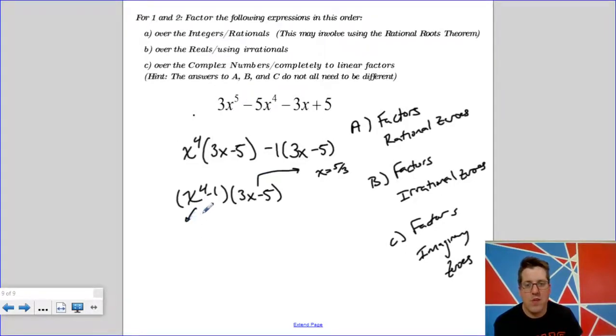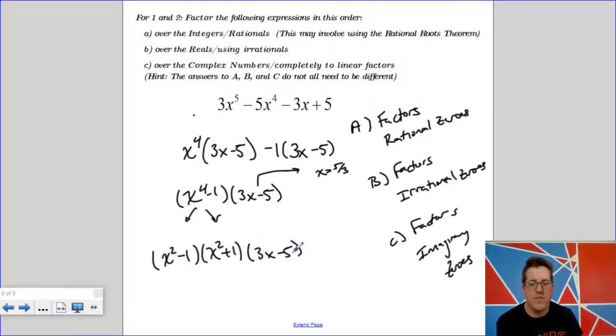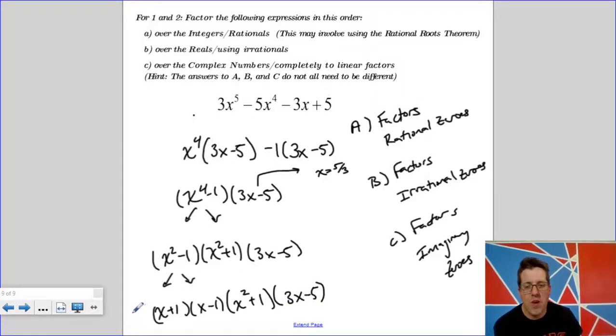This is a difference of squares. So it's going to factor to x squared minus 1 times x squared plus 1 times 3x minus 5. And x squared minus 1 is going to factor even further. That's going to factor to x plus 1 times x minus 1. The x squared plus 1 isn't going to factor yet, times 3x minus 5.